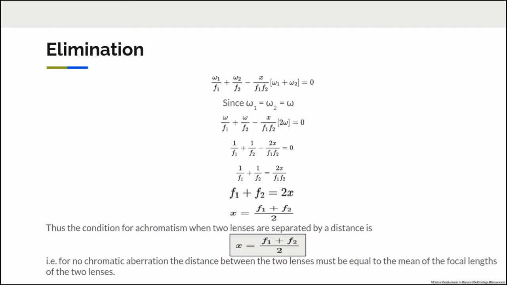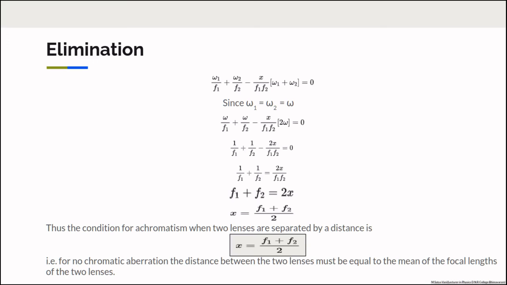the equation becomes omega 1 by f1 plus omega 2 by f2 minus x by f1 f2 into omega 1 plus omega 2. Substituting omega 1 is equal to omega 2 is equal to omega and simplifying this equation, we get x is equal to (f1 plus f2) by 2. Thus, the condition for achromatism when two lenses are separated by distance x is x equal to (f1 plus f2) by 2. That means for no chromatic aberration, the distance between the two lenses must be equal to the mean of the focal lengths, or the average of the focal lengths.